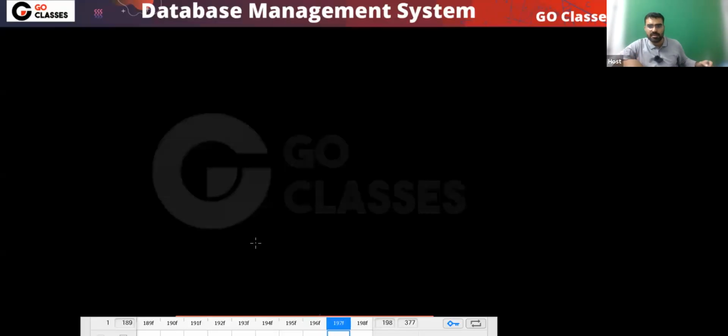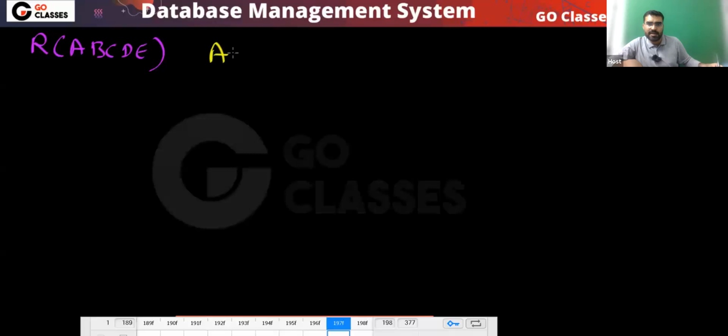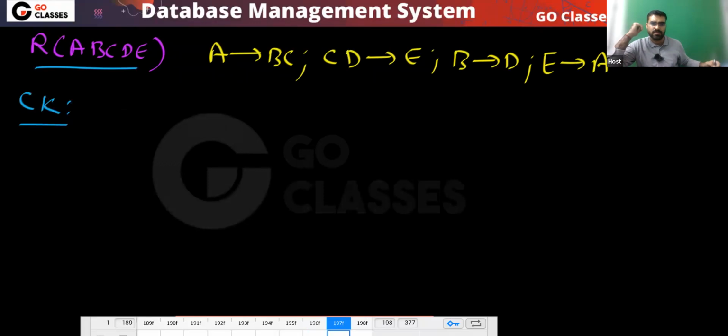First of all, is this in BCNF? The relation is given to you: A, B, C, D, E. In the relation, you have A determining BC, CD determining E, B determining D, and E determining A. This is the question. Is this in BCNF? What are the candidate keys here?